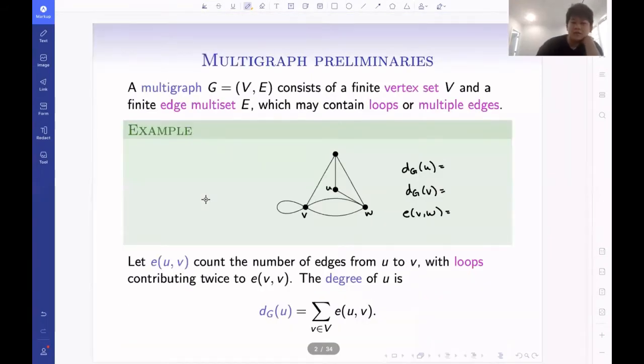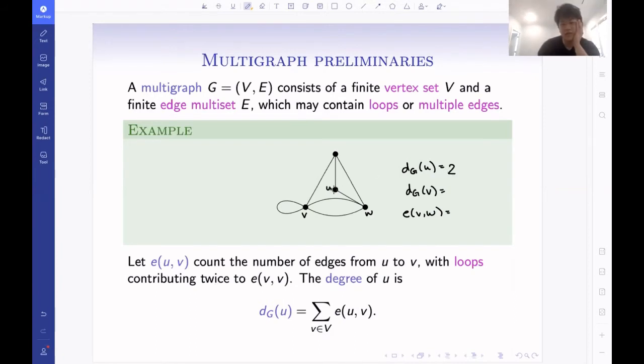Okay, so today we're going to be talking about multigraphs. For us, it's going to consist of a finite vertex set V and a finite edge multiset E, which may contain loops, edges connecting a vertex to itself, or multiple edges, more than one edge between a pair of vertices. We're going to let E_UV denote the number of edges from U to V, with loops contributing twice to E_VV, just as convention. Then the degree of U is going to be the sum over all vertices V of the numbers E_UV.